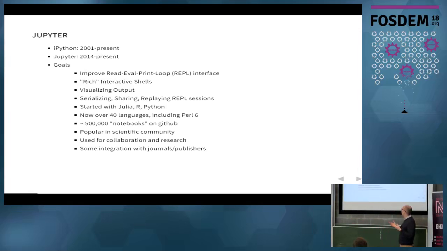When IPython became Jupyter, part of the reason it was called Jupyter was because they were focusing on three main languages: Julia, R, and Python. And in fact, just a couple of hours ago, I went down to the data science track, and there was a talk about Julia, and they were using a Jupyter Notebook. So it's pretty popular. There are about 500,000 of them on GitHub, as a statistic I read somewhere. They support about 40 languages, and now Perl 6 too, obviously. And they're very popular in the scientific community.